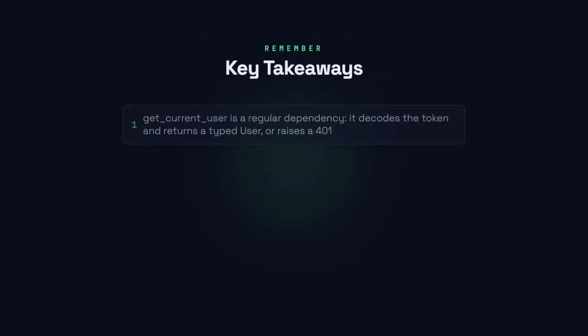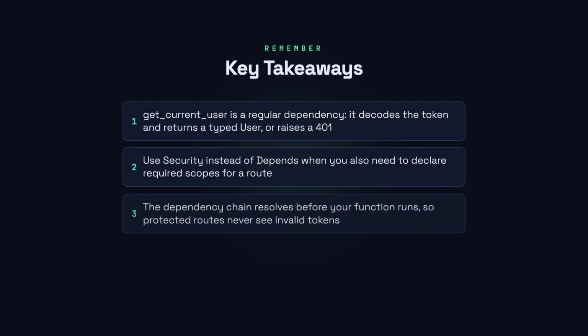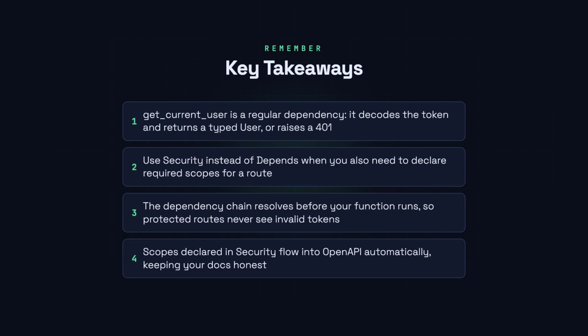To recap, centralize your token decoding logic in a single get_current_user dependency, so every route benefits from the same consistent validation. Raise HTTPException with a 401 status for missing or invalid tokens, and a 403 for insufficient permissions. Use Security with a scopes list when a route needs more than just authentication, it needs specific permissions. And remember that all of this wires into FastAPI's generated documentation for free, which makes your API both secure and self-describing.